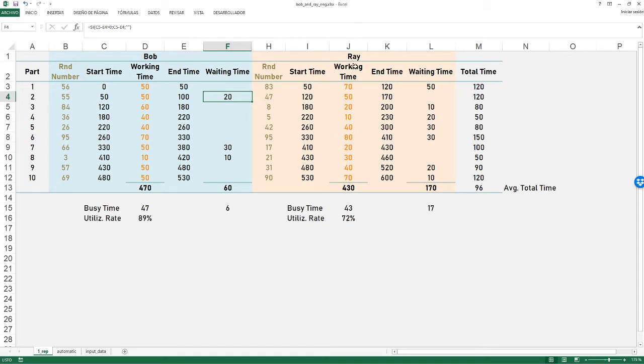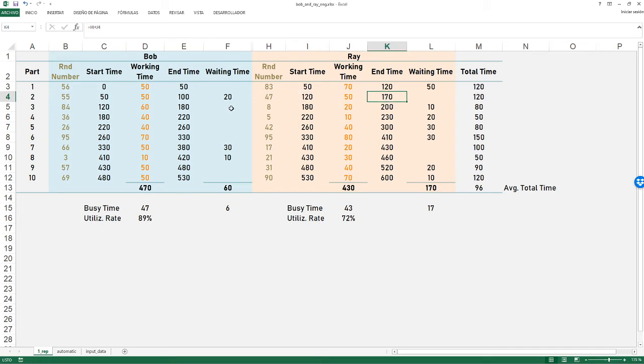So that when Ray finishes with the first part, at this time, Bob will take a third one. He'll start working on it at second 120. And then when Ray finishes with the first part, he'll be able to work on the second one, which is what we see here as the start time for the second part, which is 120. And since he's going to spend 50 seconds on it, he'll finish at 170.